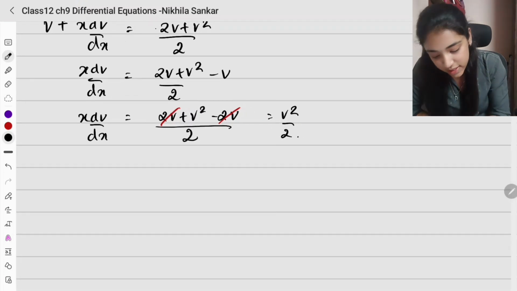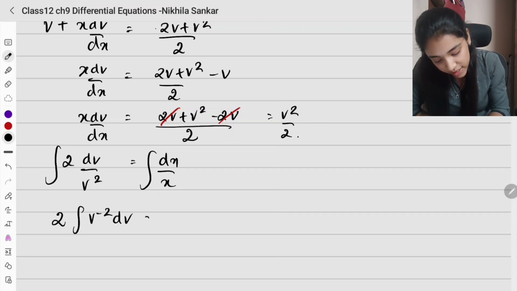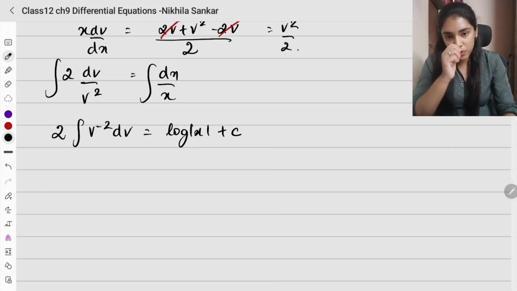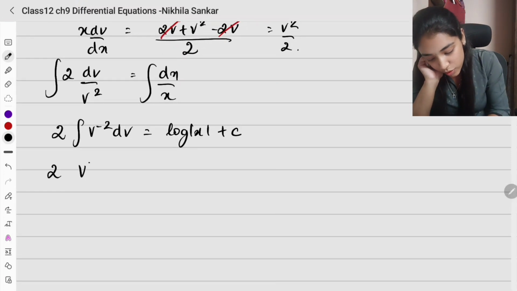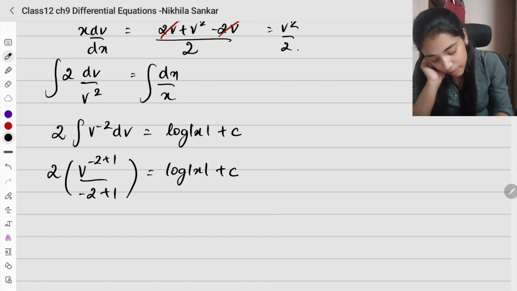Taking v to one side and x to the other side, I have 2 times dv by v square equals dx divided by x. Integrating on both sides, 2 is a constant. On the left side, can we write v to the minus 2 dv? Equals log mod x plus c. Now 2 times v to the minus 2, what should we do? v to the minus 2 plus 1 divided by minus 2 plus 1. Write this step. Equals log mod x plus c.